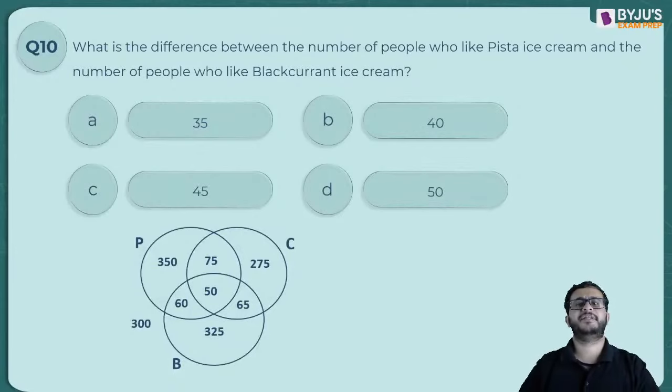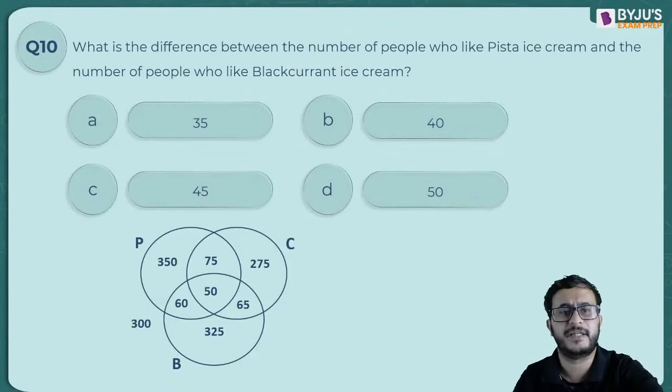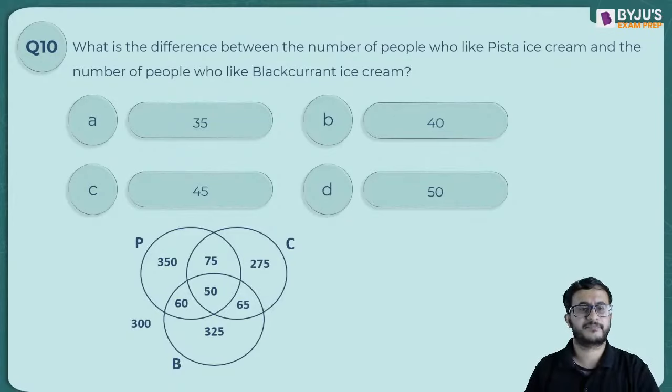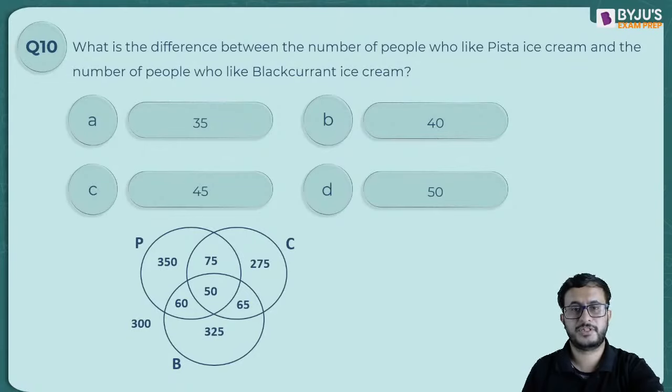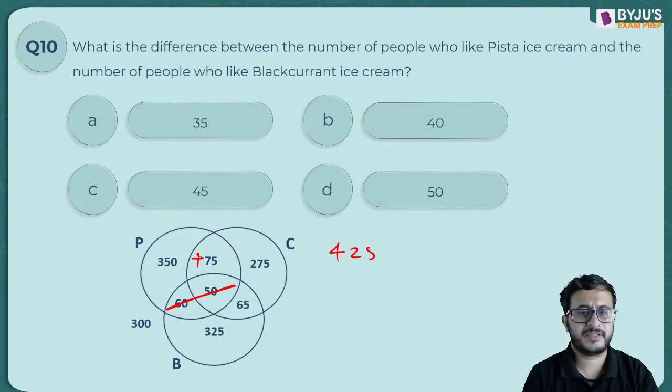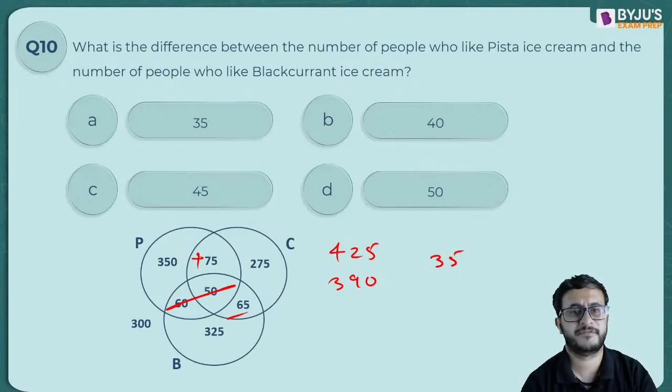What is the difference between the number of people who like pista ice cream and the number who like blackcurrant ice cream? Questions are not difficult in that. It was just about that calculation thing कि वहां पे बिगड़ सकता है calculation. So what is the difference between them? So pista and blackcurrant, right? Pista and blackcurrant में ये common है. This is 425 and this is 390, right? So you take the difference. The difference is 35.